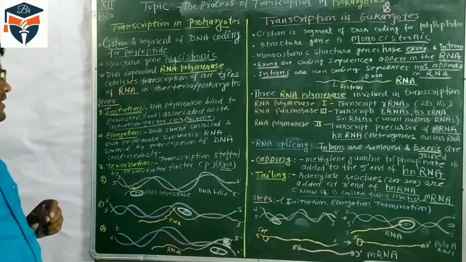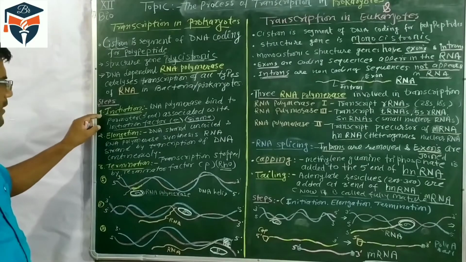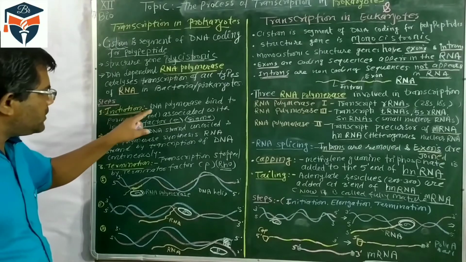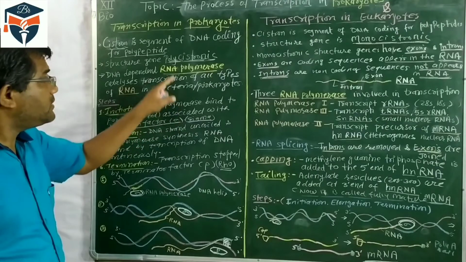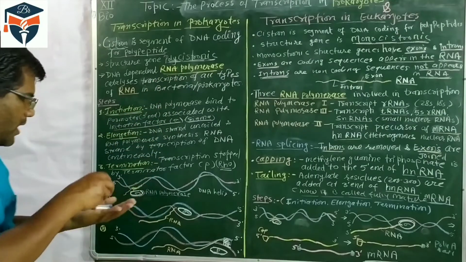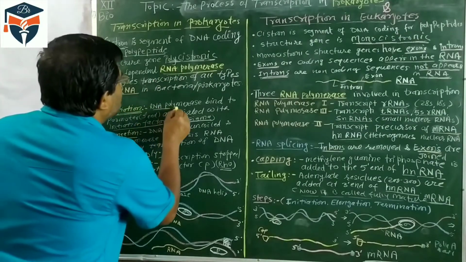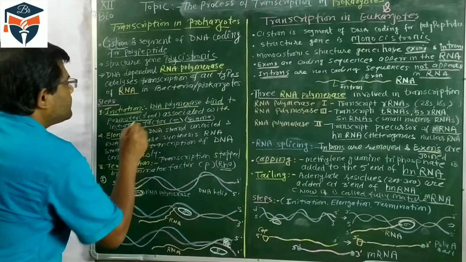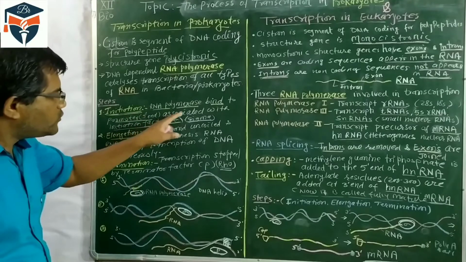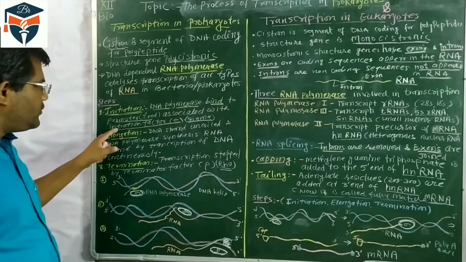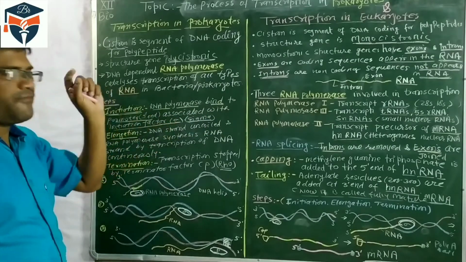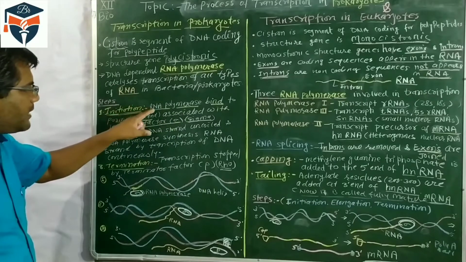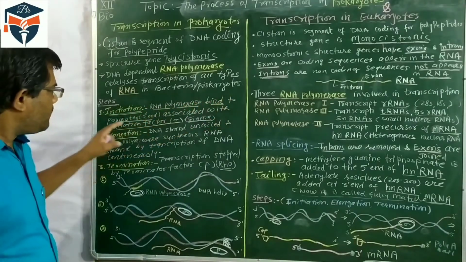Now let's understand the first process, the initiation. What is initiation? It's a process in which the RNA polymerase enzyme binds to the promoter, it means the 5th end, associated with an initiation factor, which is the sigma factor. Three important things we should understand. RNA polymerase binds to the promoter.